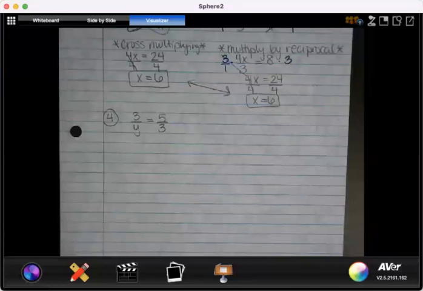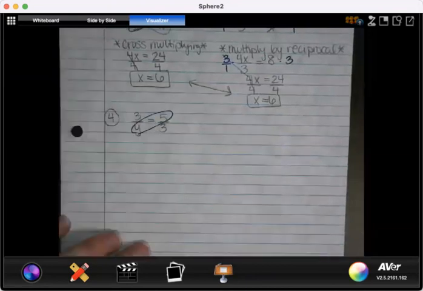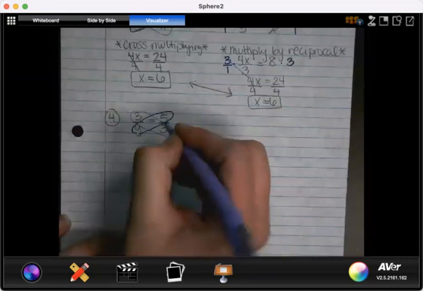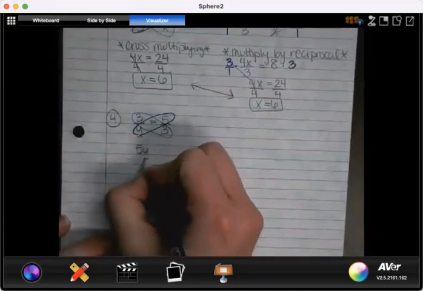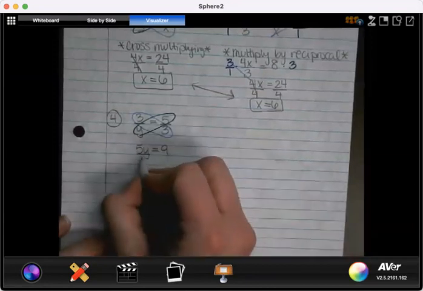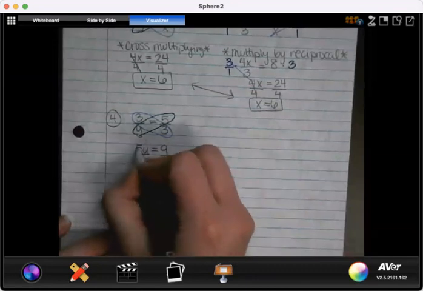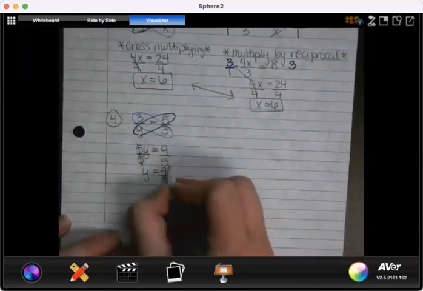Let's find out how you did. So, using this method of cross multiplying, like such, I'm going to get 5y equals 9. And I'm going to divide by 5 on both sides. My answer should be 9/5.